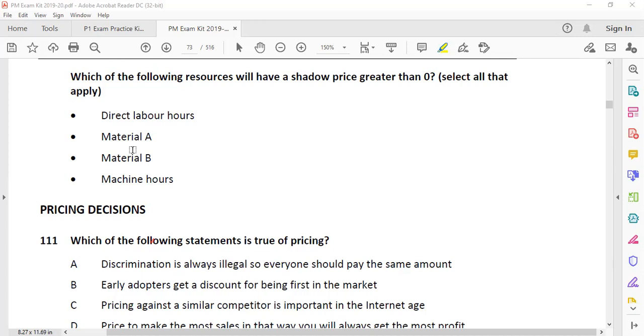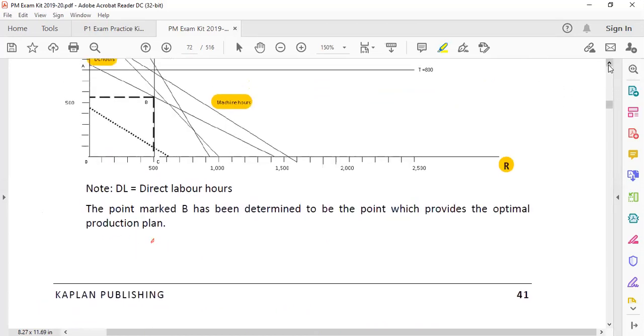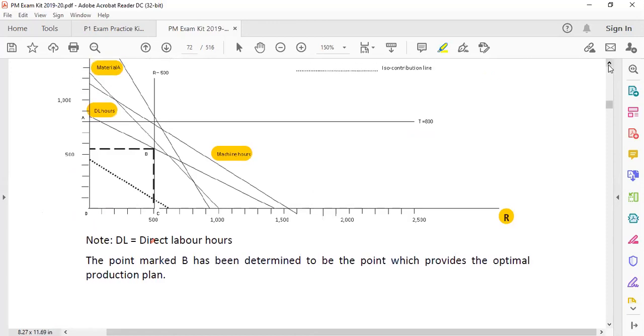Sorry. All the other resources are above the optimal point. So the requirement is only until B; the others are above that. B is the point at which the availability of direct labor hours is exactly equal. The constraint of direct labor touches the optimal point. So only direct labor hours will have a shadow price greater than zero. For the rest, the availability is this much, which is above this. Utilization is only this one. So the rest of them are all slack. I hope it is clear.